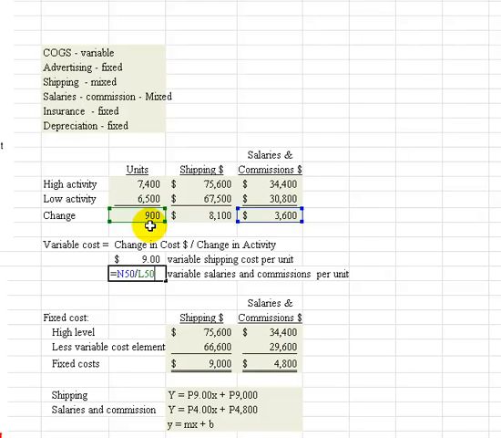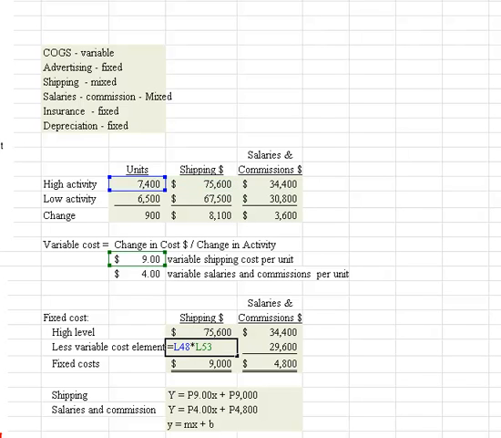Then we do the same thing with salaries and commissions. We take the 3,600 change divided by the change in units, and I come up with $4 variable selling and commission per unit. All right, then to determine the fixed cost, go back to the high level and jot in what those amounts were. 75,600, which we got from right above, and 66,600 is the variable cost we've calculated above at the high level.